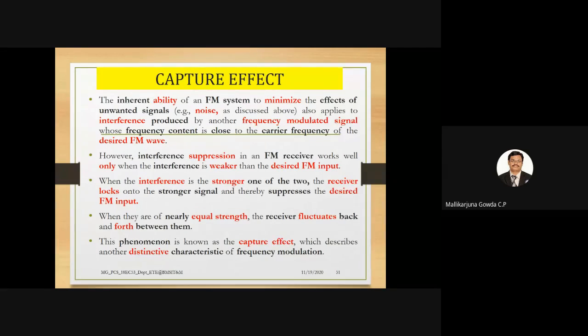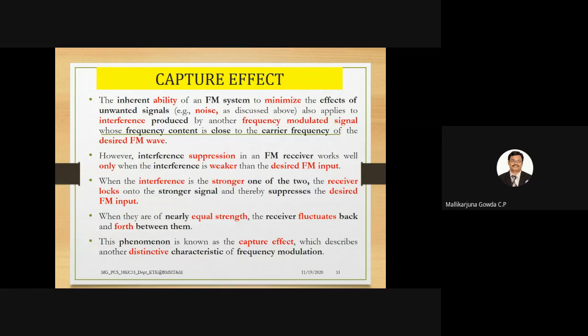So the difference, right? Interference is something which is produced by another FM signal whose frequency content is very near or close to the carrier frequency of the desired FM signal. Means if I am generating an FM signal of frequency, say, 1 megahertz, and I have another FM signal generated using a carrier frequency near to the first one, then there will be an interference, right? So what about the reduction of interference?